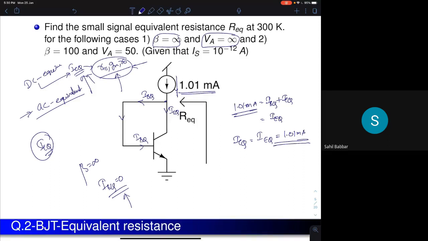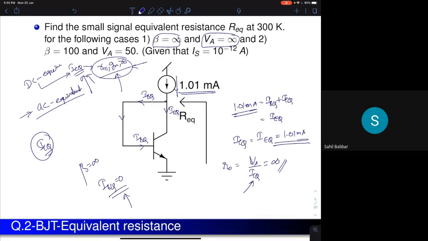Then you can calculate gm and r pi, and r naught. What will be the value of r naught? It's infinity, right? What is r naught? r naught is VA upon ICQ. ICQ is 1.01, but VA is infinity. So r naught will also be infinity. It's open. Yes, r naught will be infinity.